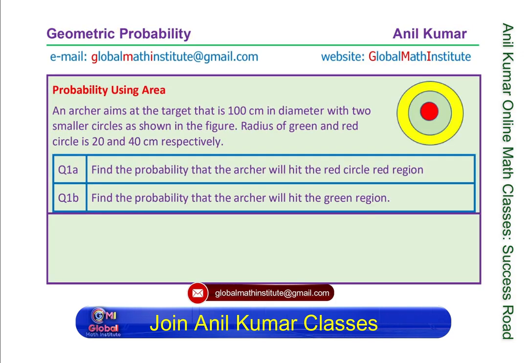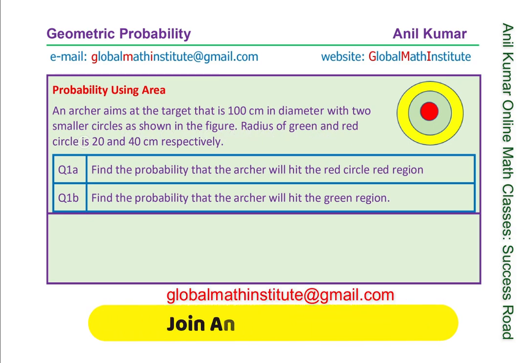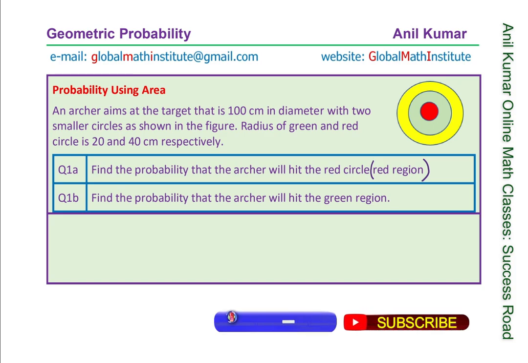The very first one here is: an archer aims at a target that is 100 centimeters in diameter with two smaller circles as shown in the figure. The radius of the green and red circles is 20 and 40 centimeters respectively. Find the probability that the archer will hit the red circle, the red region. Find the probability that the archer will hit the green region. Basically, red circle means the red region. You can actually pause and answer this question.